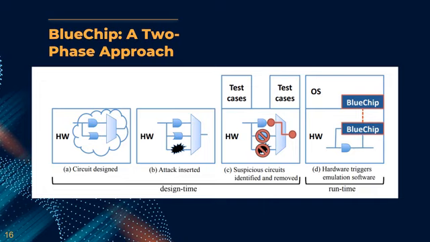BlueChip takes a comprehensive approach by detecting threats before they can embed themselves and acting as a safety net if something slips through. During design time detection, BlueChip analyzes circuits before deployment, flagging anomalies. But here's the key innovation. If something bypasses design time detection, BlueChip's runtime monitoring ensures that nothing remains hidden for long. Let's break down these two phases and see how they complement each other.